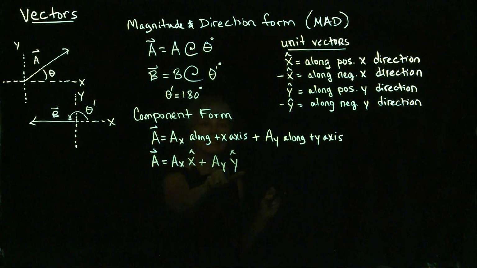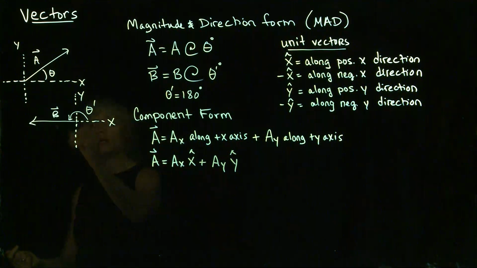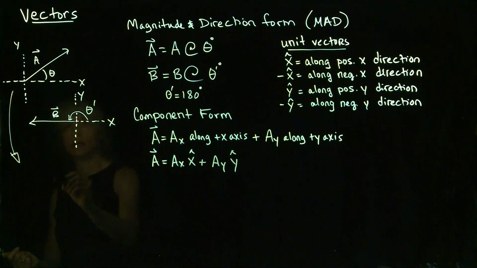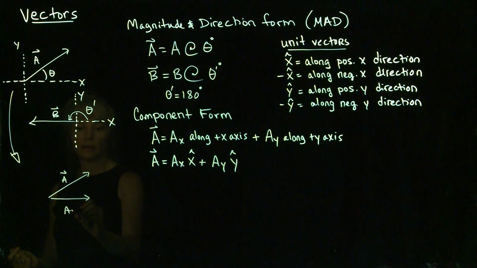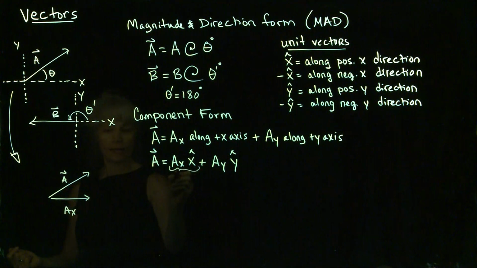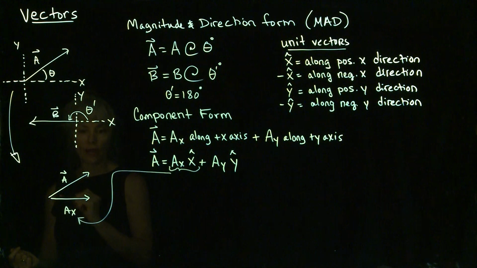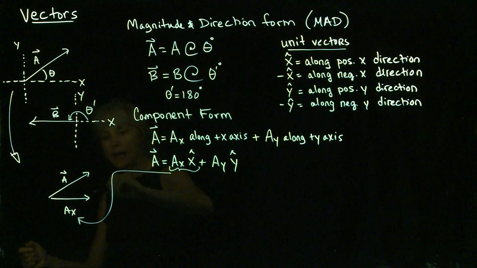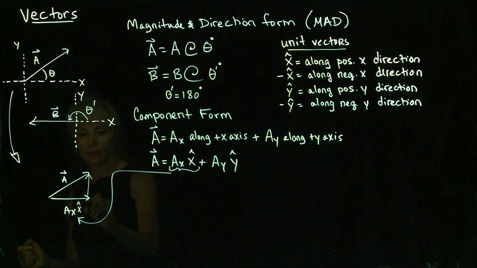Now notice that Ax and Ay are the lengths of the sides of what happens to be a right triangle. So let's pull this down here, and here is vector A, and notice that this distance right here is the Ax x hat. So it has a length and a direction. And then Ay y hat is going to be that piece right there. So that's Ax x hat and that's Ay y hat.